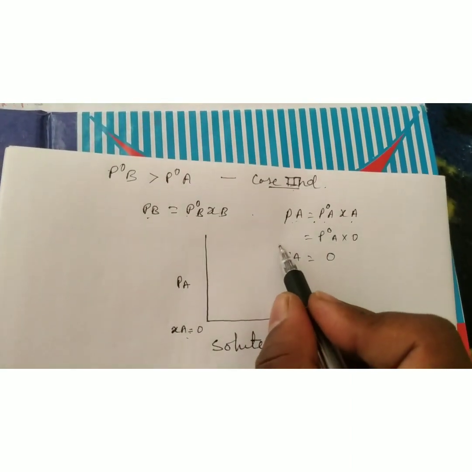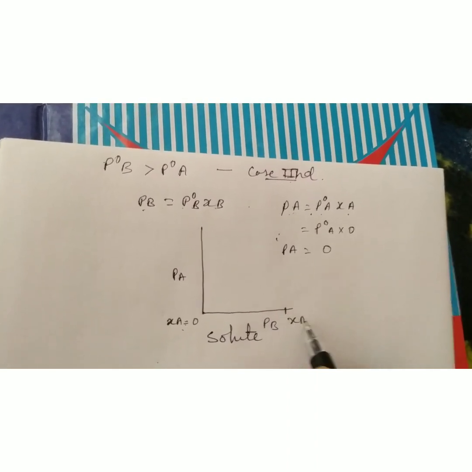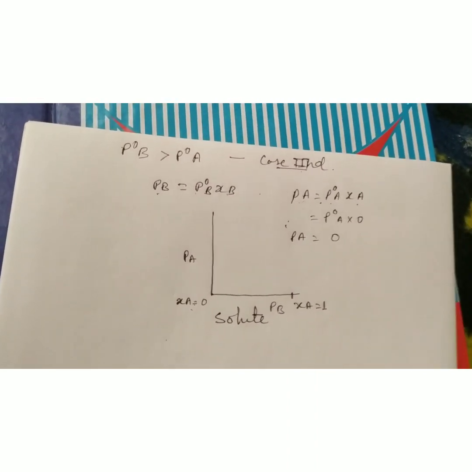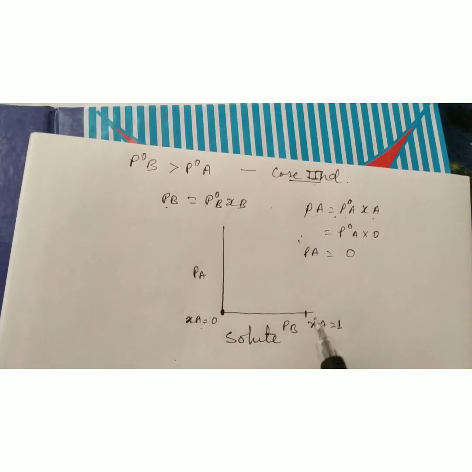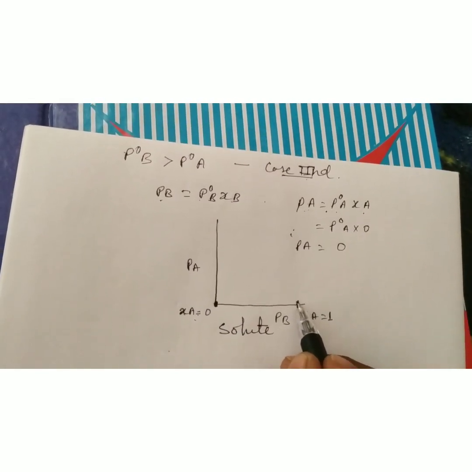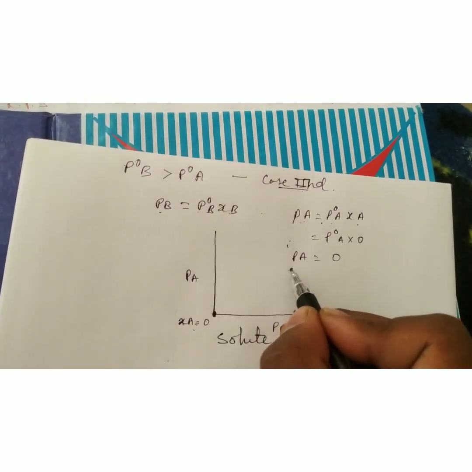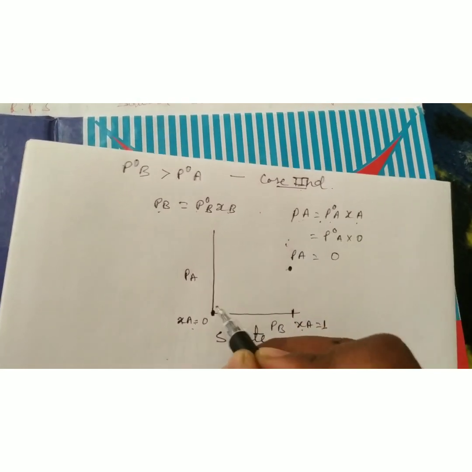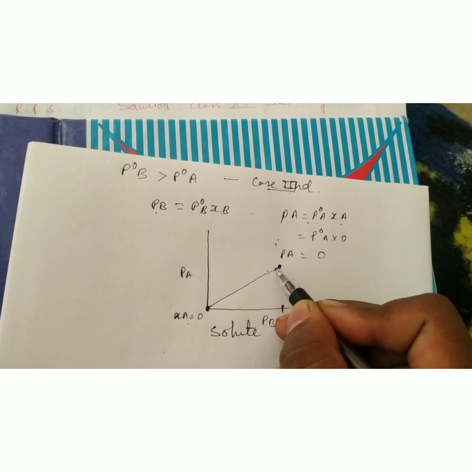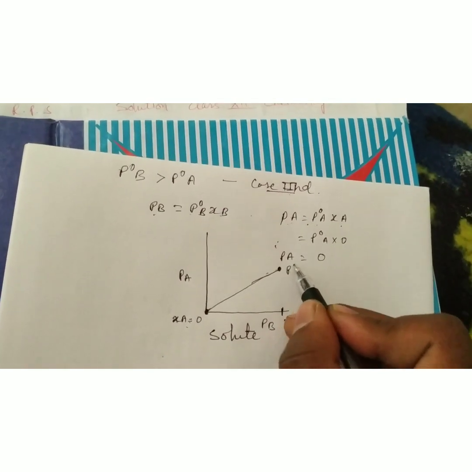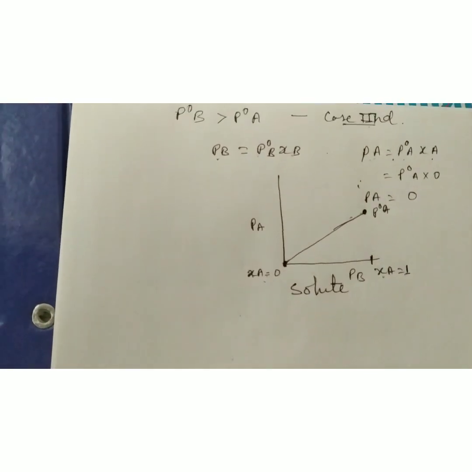So, this is the intercept. This is XA equal to 0, and this point is XA equals 1. Draw a point for P naught A. Suppose we have 2 points; by combining these 2 points, we get this line. This is P naught A. Clear? Now, take a second example of graph.